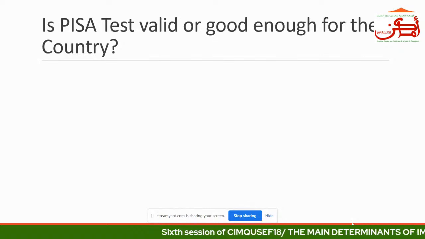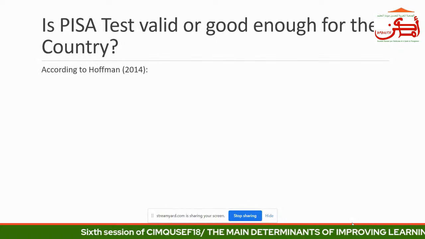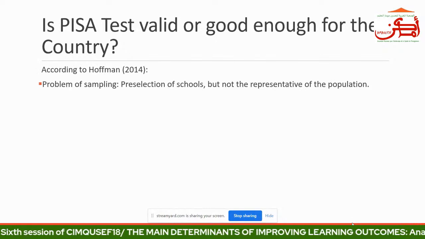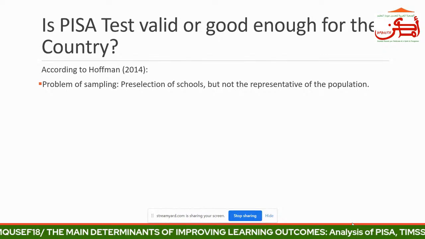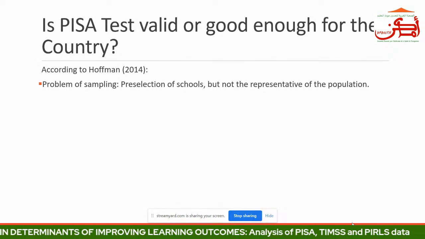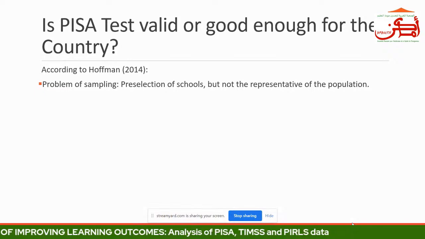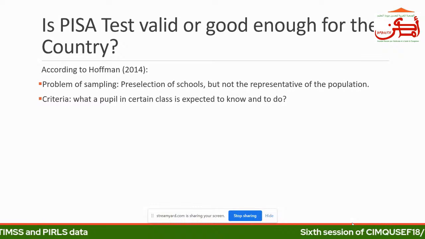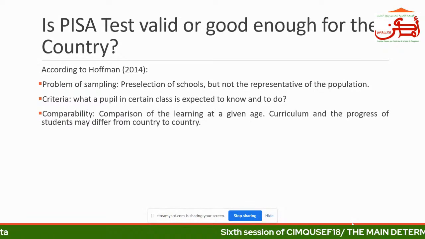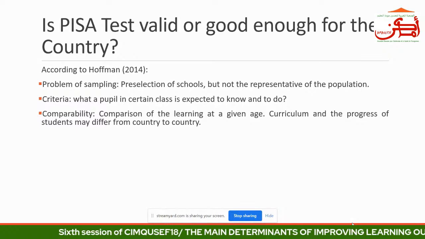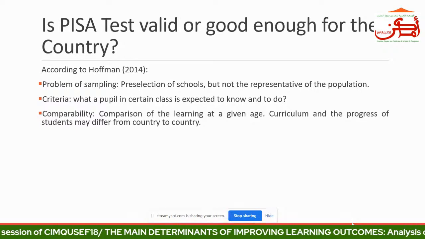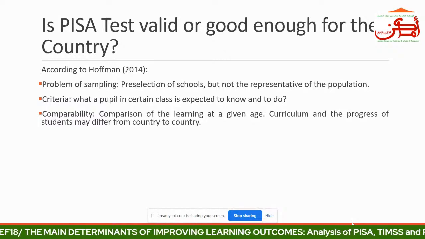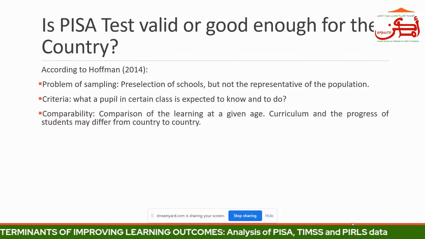So the next question is: is the PISA test valid or good enough for the country? According to Hoffman, there is a problem with the sampling also, because the pre-selection of the schools is done in the PISA assessment, which doesn't represent the population. Next, what a pupil in a certain class is expected to know and do is not clear. Comparability, comparison of the learning at a given age: curriculum and the progress of the students may differ from country to country because they have a different culture, a different language, and all of these issues come in.